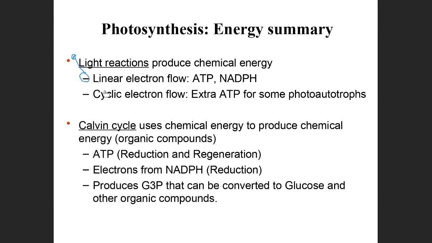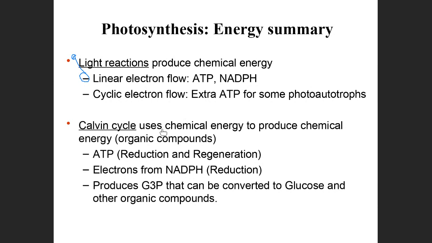usually these electrons flow in a linear manner, or take a linear path, and that's the one that the plant wants the majority of the time, which happens to occur the majority of the time, so that these two products are produced. Now there's O2 that's produced, but it's not needed by the Calvin cycle.